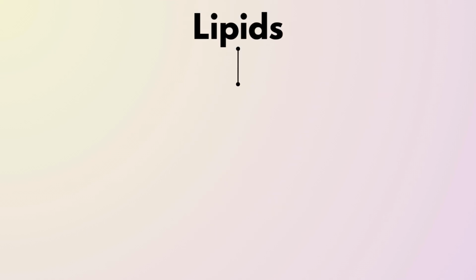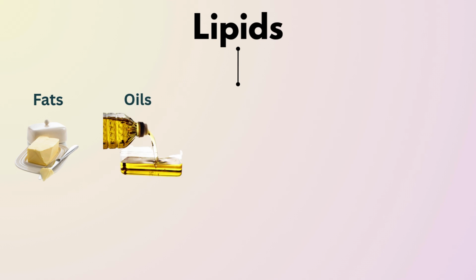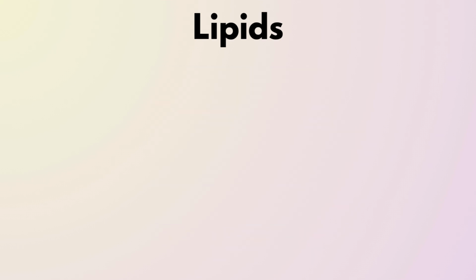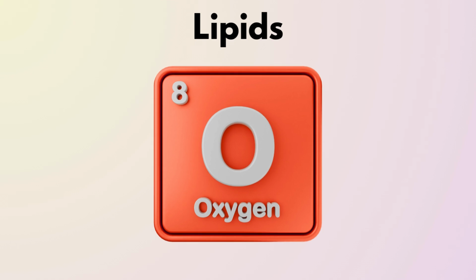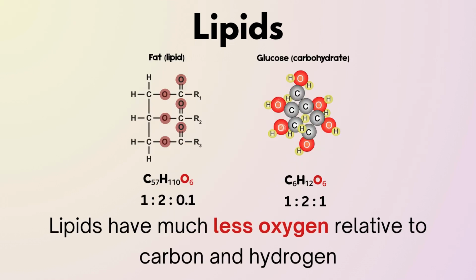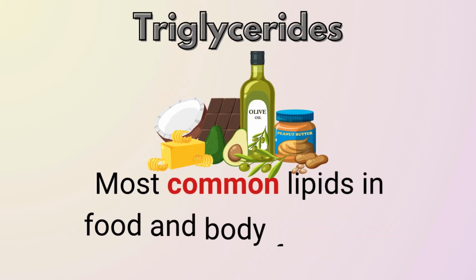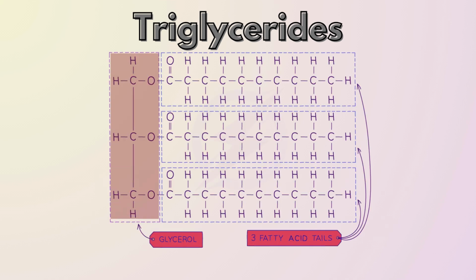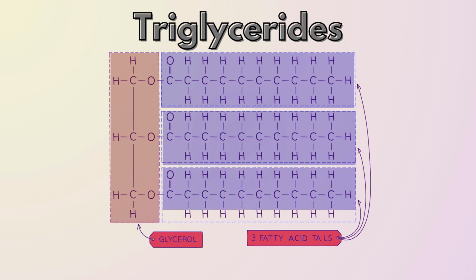Lipids are a broad class of biomolecules that include fats, oils, waxes, phospholipids, and steroids. Lipids are mainly composed of carbon, hydrogen, and oxygen, but they contain a much smaller proportion of oxygen compared to carbohydrates. Triglycerides are the most common lipids found in food and in the body's fat stores. A triglyceride is made of one molecule of glycerol and 3 molecules of fatty acids.